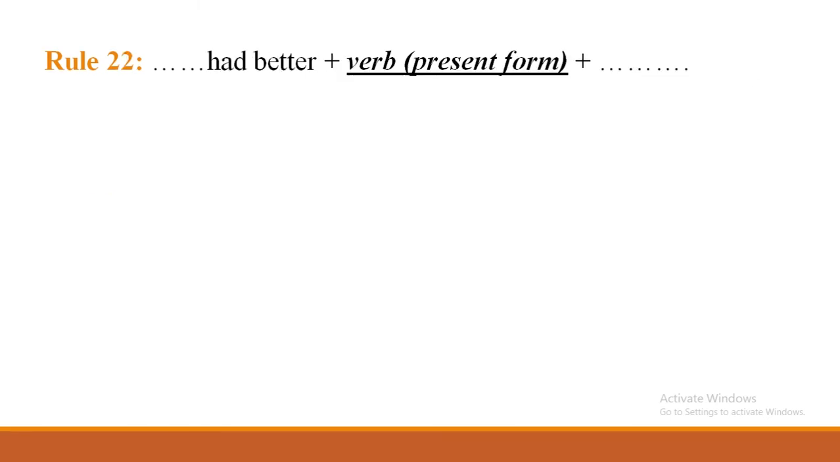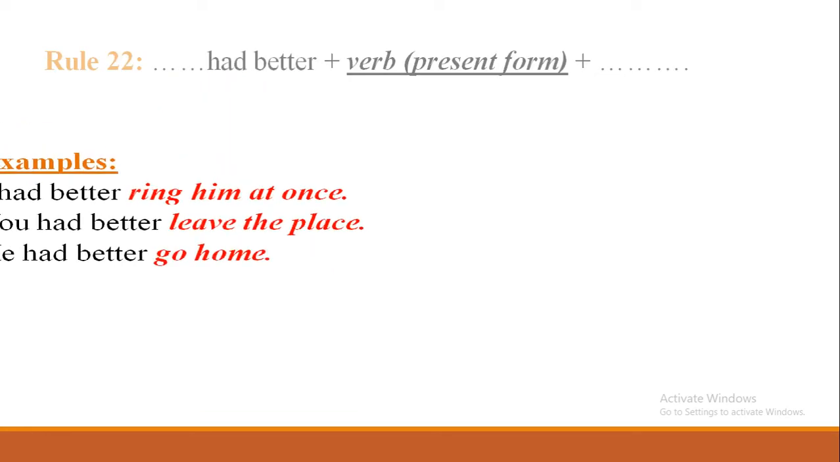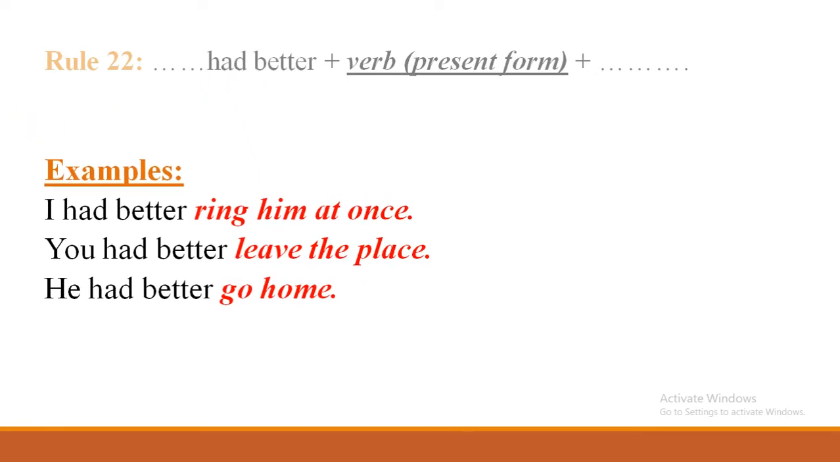Next one, 22 number, had better. When you get had better in the question, your answer will be a present verb. That is the present form of the verb you have to write in the completing sentence. Examples. I had better ring him at once. Look at the example, ring. This is the present form of the verb. And the extension will be according to you and what answer you write.